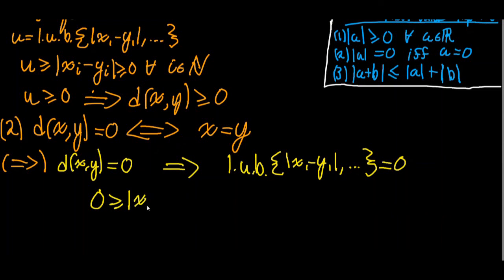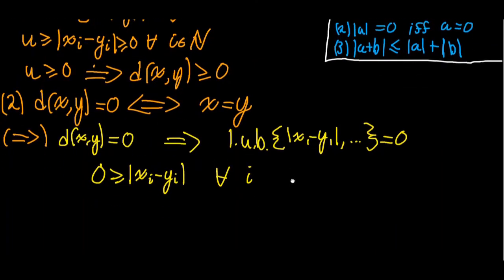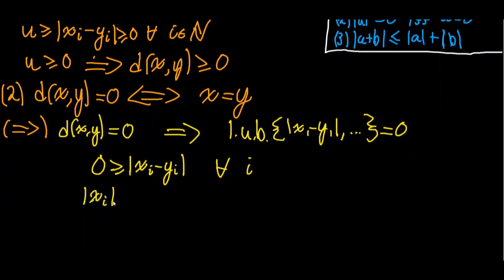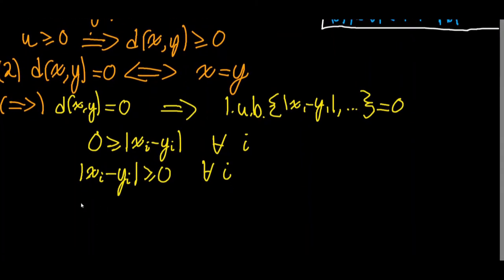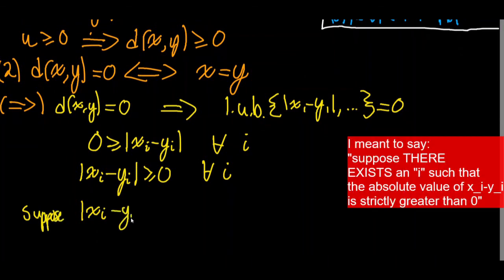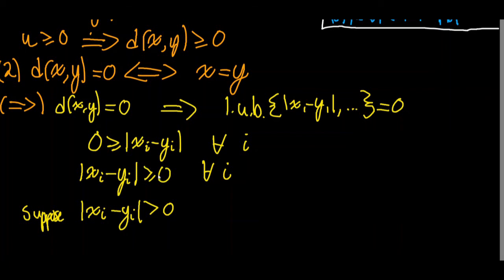So that means it's greater than or equal to |xi - yi| for all i. Now, by definition of absolute value, |xi - yi| must be greater than or equal to 0 for all i. There are only two possibilities for the absolute value of xi minus yi. It can either be strictly greater than 0 or equal to 0. So suppose that it's strictly greater than 0.